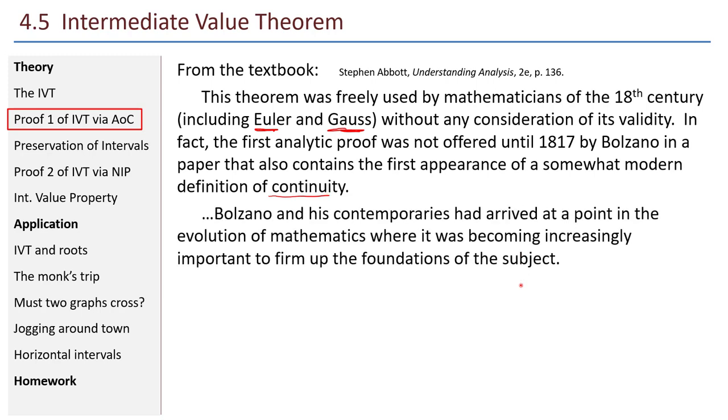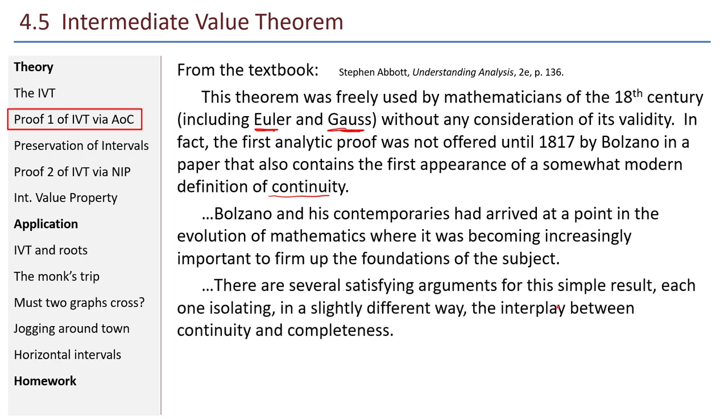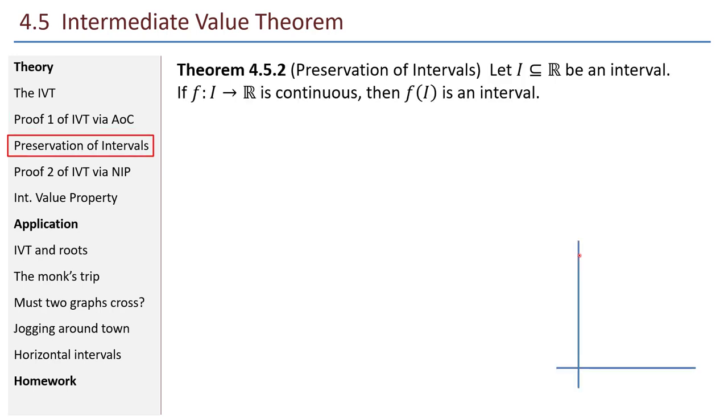Bolzano and his contemporaries had arrived at a point in the evolution of mathematics where it was becoming increasingly important to firm up the foundations of the subject. There are several satisfying arguments for this simple result, that is the intermediate value theorem, each one isolating in a different way the interplay between continuity and completeness. Those are the key ingredients. I'll show a second proof of the intermediate value theorem in a second, but first, here is a nice corollary to it, the preservation of intervals.